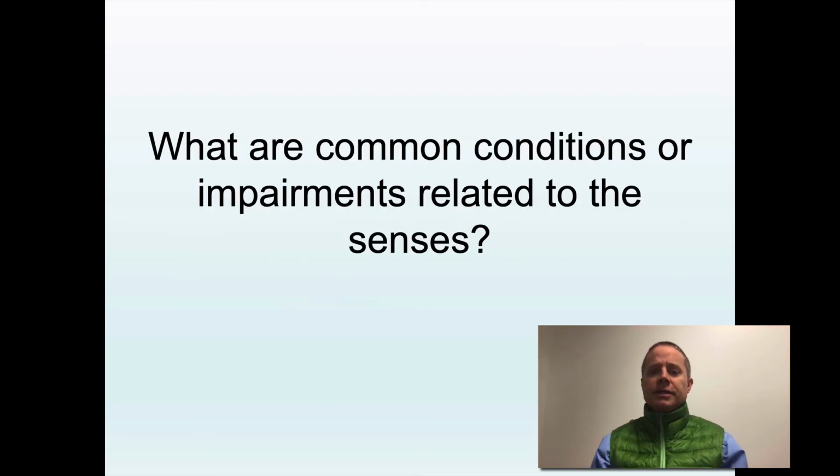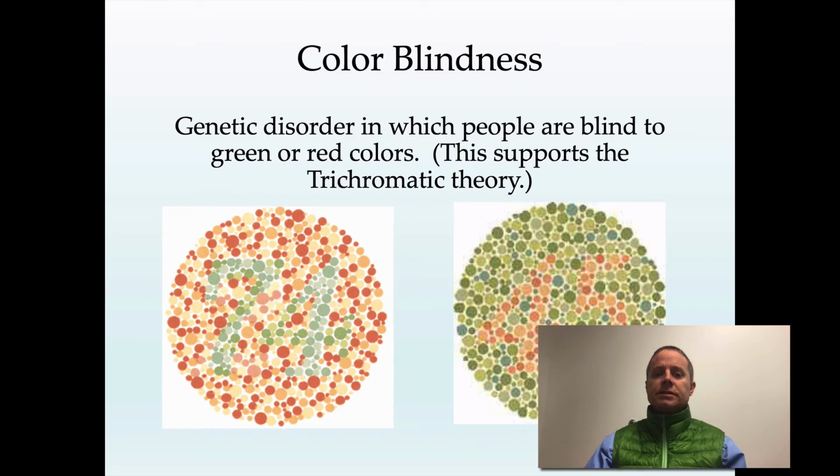Okay, what are common conditions or impairments related to the senses? One of them is color blindness. This is a genetic disorder. It usually affects either the green cones or the red cones. If you were to look at these two numbers or these two images, people who are colorblind would not see the numbers.